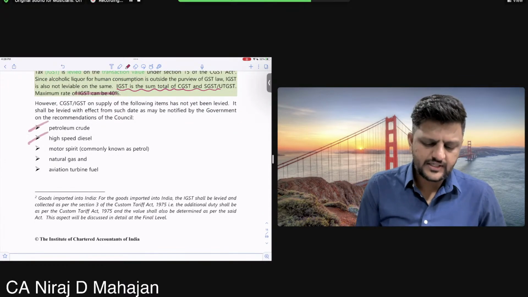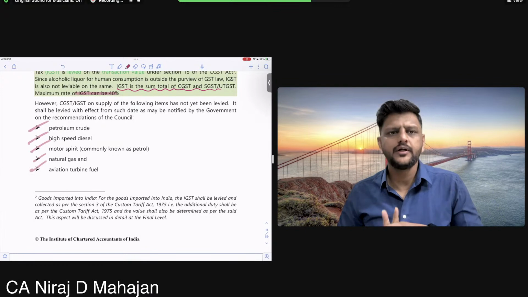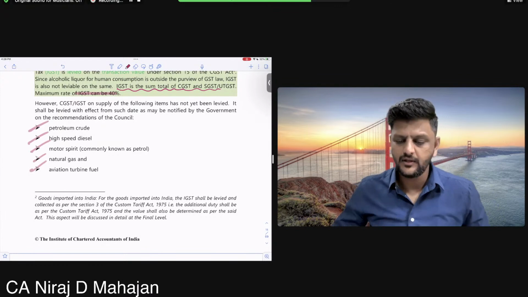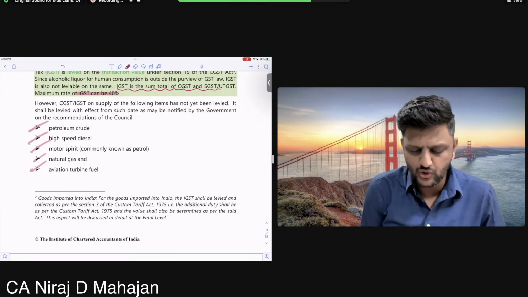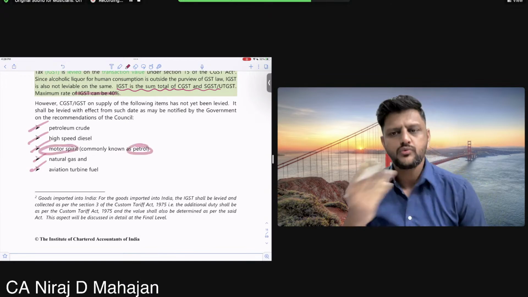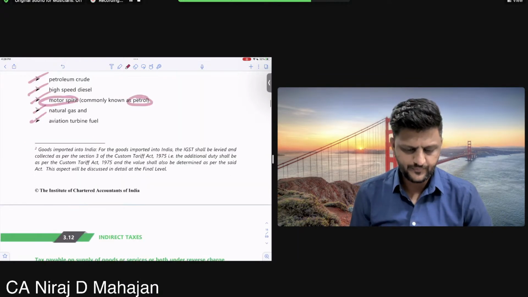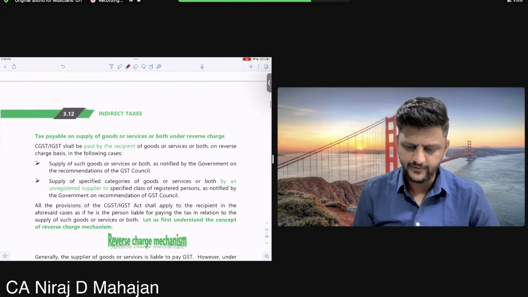These 5 items we have already seen. No GST is applicable yet on them, right? No rate has been given for these 5 items. Motor spirit, children, is also called petrol, or petrol is also called motor spirit. Okay? Ready?